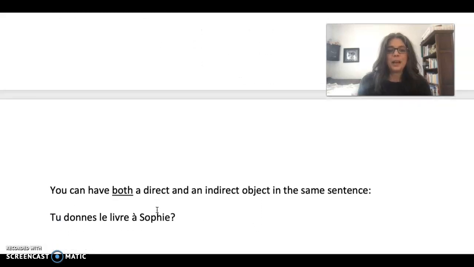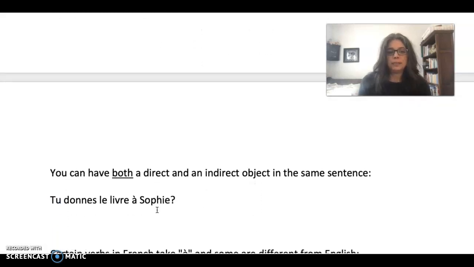Okay, so you may have been thinking about this, or maybe you haven't noticed it yet, but it is possible to have both a direct object and an indirect object in the same sentence. For example, you can give something to someone. So, tu donnes le livre à Sophie. You give the book to Sophie.